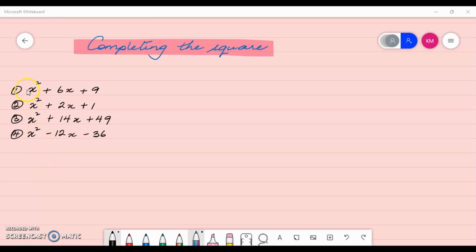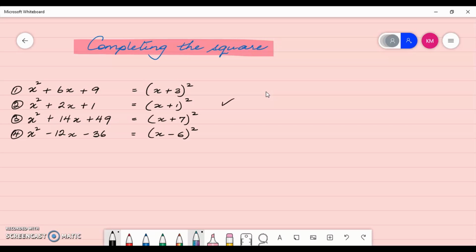Now have a look at each one of these four quadratic equations. They are actually said to be perfect square trinomials, simply because we can write each of these as this. Now let's test one and see if this is indeed true.